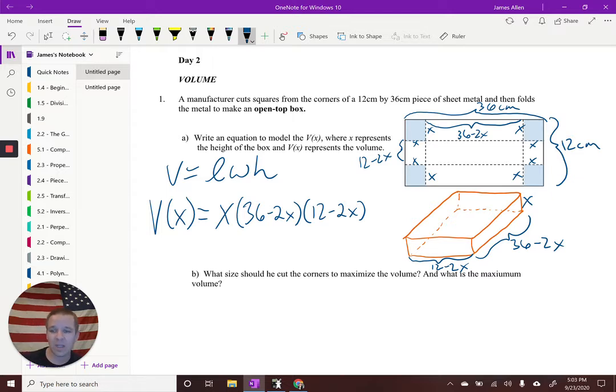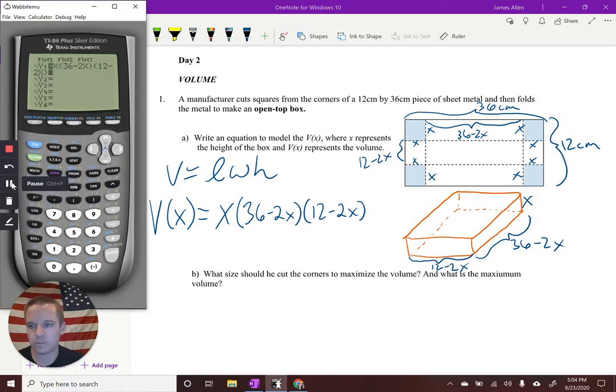Now, I can figure things out with this volume function. That's why I wrote it. So what size should he cut the corners to maximize the volume, and what is that max volume? So where should he cut these things so we get a nice volume for the box? We want the biggest volume possible. I think if we pull out a calculator and graph it, we could have some luck with that. I'm going to pause while I type it in.